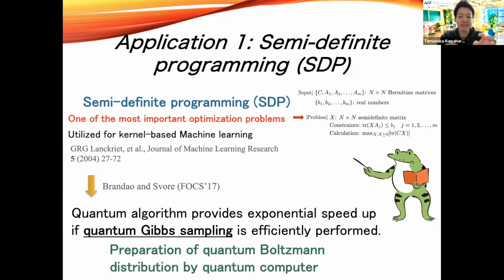Usually, as the number of constraints increases, computing the solution of SDP needs a large computational time using a classical computer. But as has been shown by Brandão and Svore, there exists a quantum algorithm which achieves exponential speedup compared with classical computers. The only condition for this exponential speedup is that quantum Gibbs sampling is efficiently performed by the quantum computer. Quantum Gibbs sampling is the preparation of the quantum Boltzmann distribution by quantum computers. As far as I know, the application to SDP is one of the most important candidates to demonstrate the power of quantum computers.